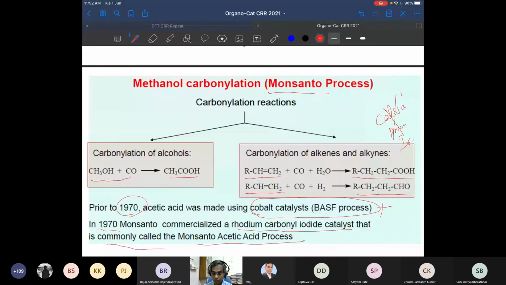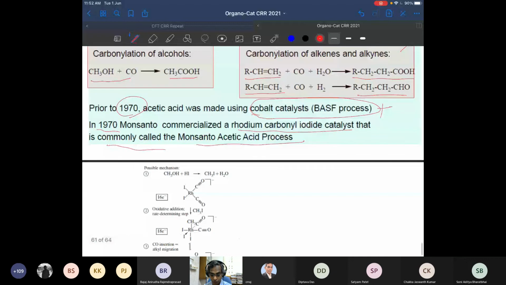But I will explain that either at the end of the class, or I will briefly mention it, not completely, because that mechanism is not required for you.